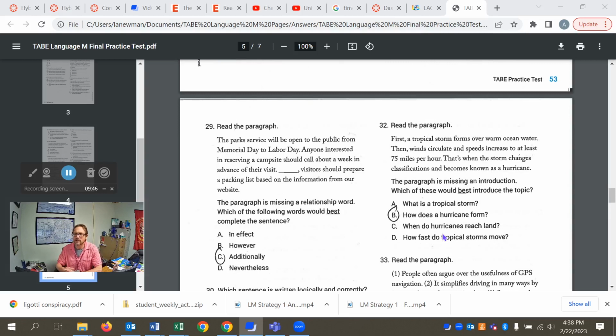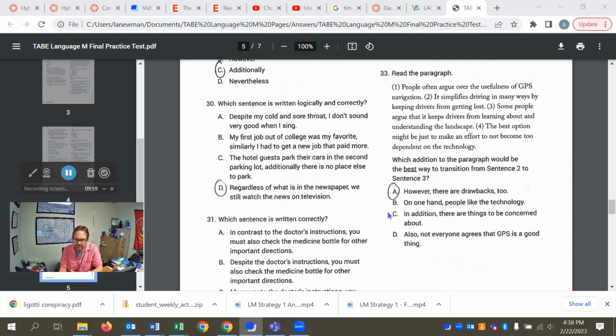Okay, 32, the paragraph is missing an introduction. B is the correct introduction. How does the hurricane form? Why? Well, because all of the supporting details describe the process of a hurricane forming.